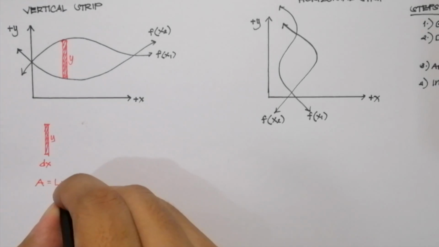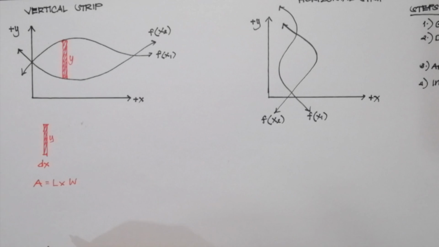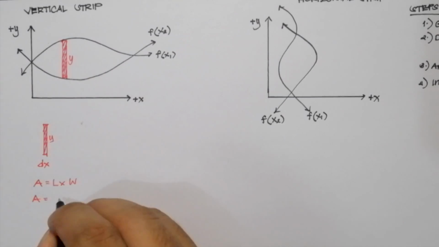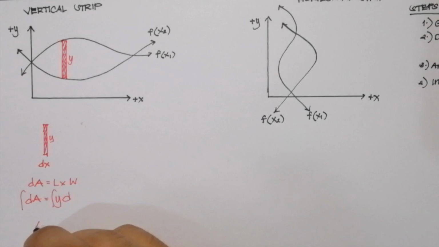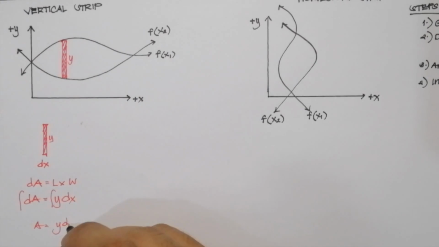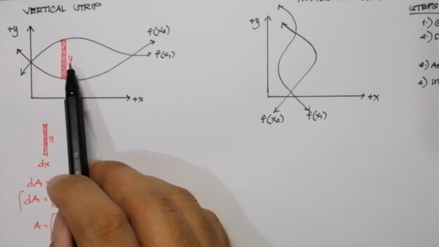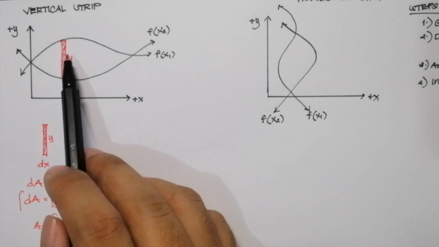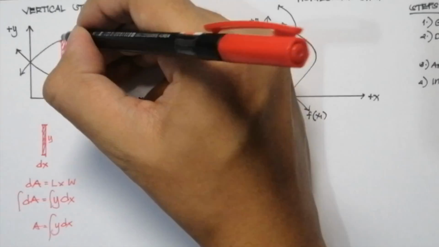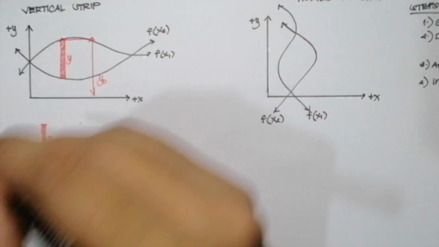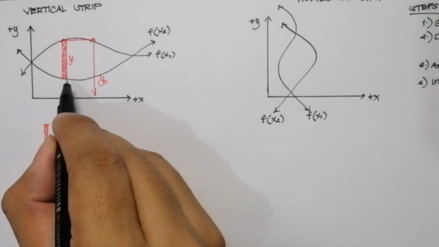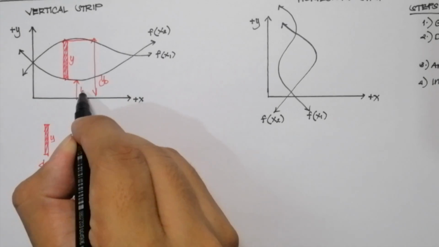So by recalling our area for the rectangle, it is length times width. So in our case, the differential strip is equal to y dx. So to solve for our area, we should integrate our differential area. So area is equal to the integral of y dx. Take note that we measure the values of y from the positive x-axis. So by looking at our curve, this will be our YO or our Y outer, and this is our Y inner.